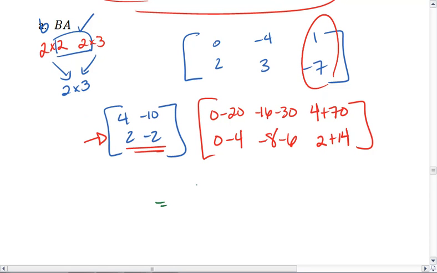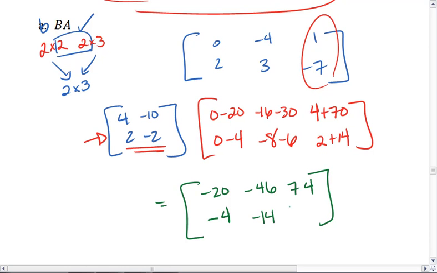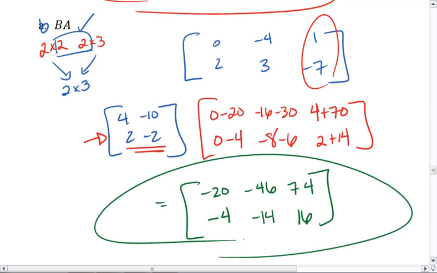I can simplify what I have in red to give me negative 20, negative 46, positive 74 for my first row, negative 4, negative 14, and positive 16 for my second row. And that's my final matrix.